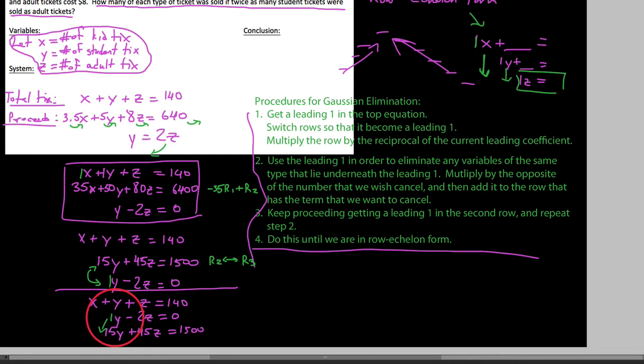So we want to eliminate all other y's underneath this leading 1. And we're going to do that by multiplying by the opposite of the number that we wish to cancel and then add it to the row that has the term we want to cancel. So because I want to cancel this positive 15, we're going to take literally the second row times negative 15. Its opposite. We're going to add that to the third row. And so my new row equivalent system here would be x plus y plus z equals 140. My second equation doesn't change now. And now that I have a leading 1 there, it always stays the same. The only row that's going to change is the row underneath it.